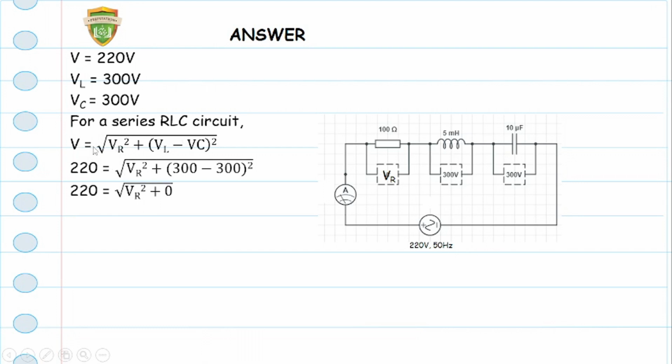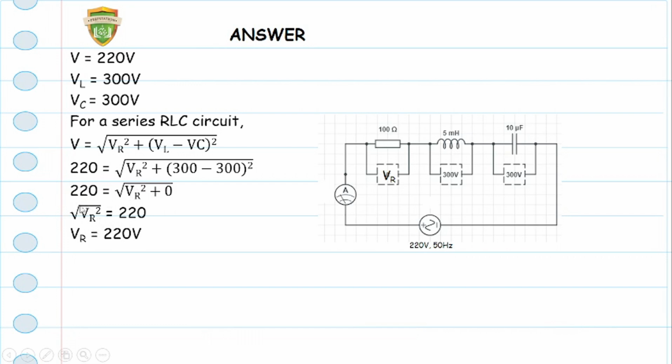So now we have the total voltage of the circuit, which is 220. We have the voltage of the inductor and the voltage of the capacitor, which are 300 and 300 respectively. And 300 minus 300 becomes 0. So 0 squared becomes 0 here, and this is only V_R squared. I know that anything plus 0 is that thing, so this just remains V_R squared. That will mean the square root of V_R squared is equal to 220.